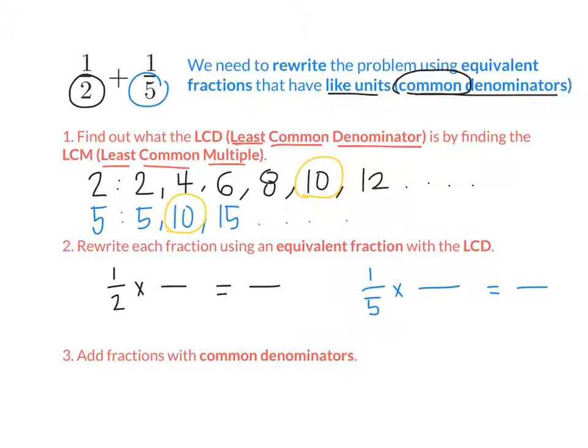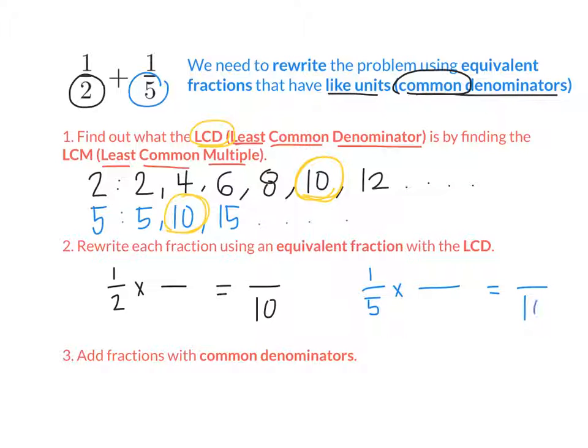This is the smallest number I'll have in common. Is it the only number I'll have in common? No, I might have 30 in common or 50, right? But I want the least one, okay? So 10. That means that 10 is what I want to be my least common denominator. I want to rewrite these fractions now, 1/2 and 1/5, so that they have the denominator of 10.